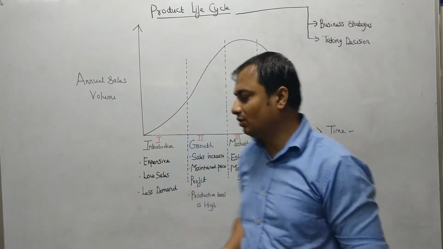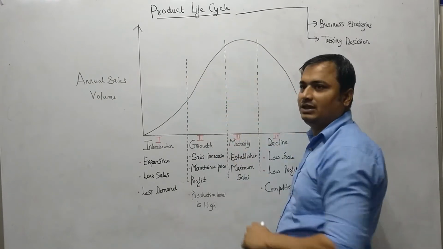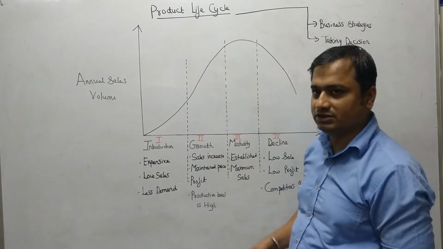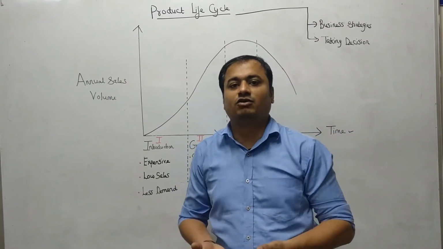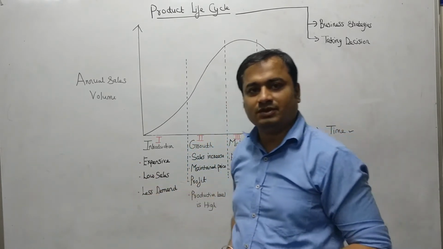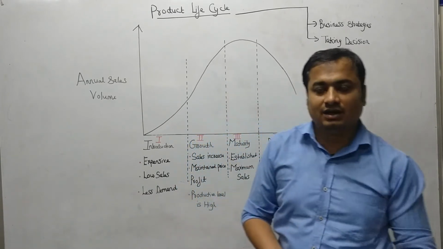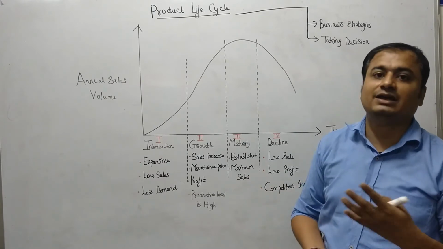The second stage is called the growth stage. As you can see here, the sales is continuously increasing with the course of time in the growth stage. Why? Because the consumers are now aware of your particular product. They know that this product has been launched, so they start buying your product. In that case the sales is improved, and when the sales is improved, that means the profit has also increased.